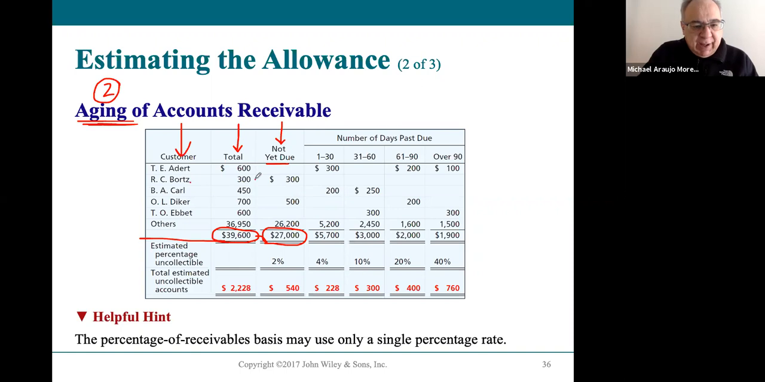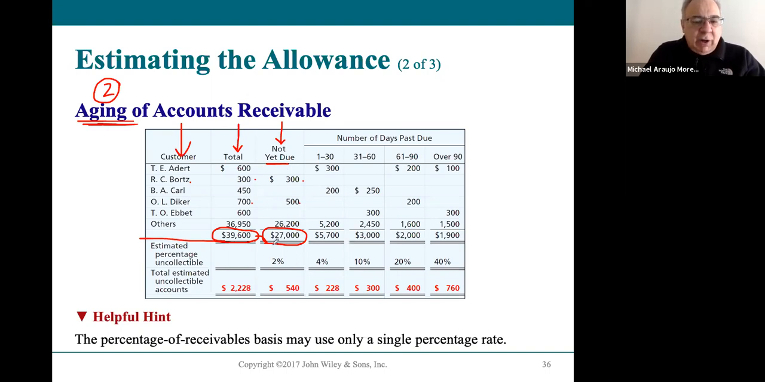Of the $300 that he owes, it's not due yet. The due date hasn't happened yet. For OL Diker, the $700 that he owes, I'm sorry, I'm just using he, I don't mean to genderize these things, but 500 of that 700 isn't due yet because the due date has not hit.